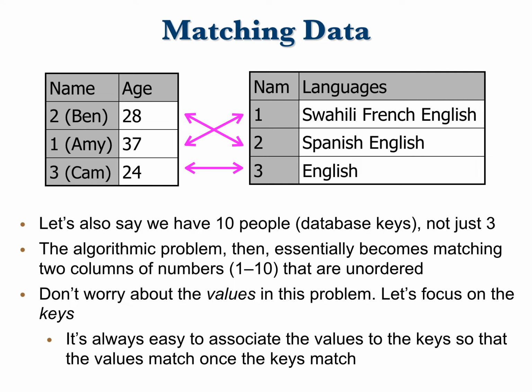Because once you've done that, once the keys have lined up, then it's easy, because the values are always going to be associated with the keys. It's easy to just tie the values together. The trick is getting the keys to be lined up in rows. So let's expand the problem a little bit. Instead of just Amy, Ben, and Cam, 1, 2, and 3, let's say we have 10 people, and in our database, we've turned those people's names into keys, and we've associated those keys with the numbers 1 to 10.